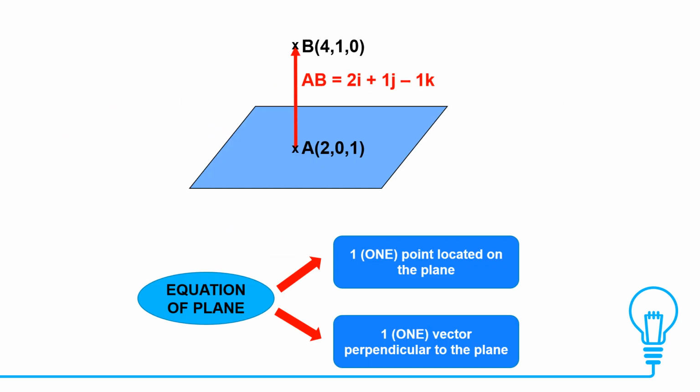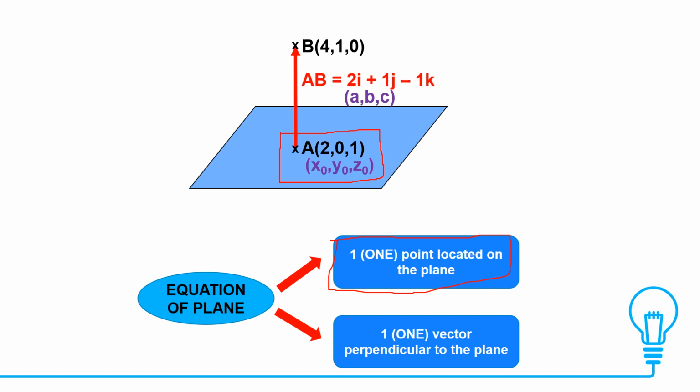Let's imagine that we have this blue plane, and basically point A is located on the plane, and also this plane is perpendicular to vector AB. Basically we have all the information that we need to produce equation of plane, which are one point that is located on the plane where we have point A, and from point A we have information for x0, y0, and z0, which is 2, 0, and 1.